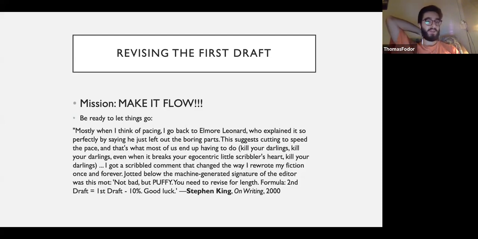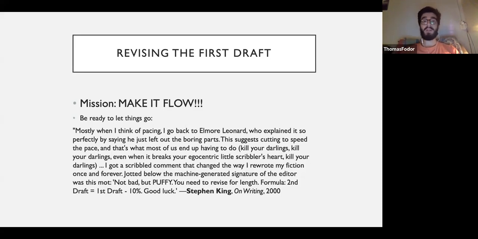And then he continues by saying, "I got a scribbled comment that changed the way I wrote my fiction once and forever. Below that was the machine-generated signature of the editor. It said: Not bad, but puffy. You need to revise for length. Formula: second draft equals first draft minus 10%. Good luck." Now, obviously, we are not writing a book, and we have a set word limit that we need to stay under. And so this advice of the second draft being 10% less than the first draft does not apply to us.